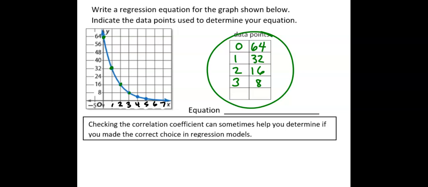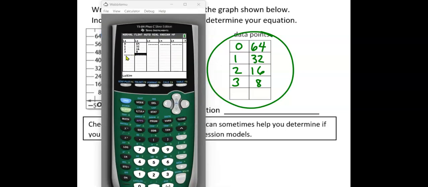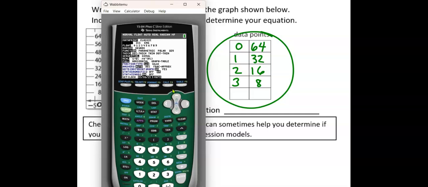So I may notice the pattern here is going down by half every time, but let's say I wasn't noticing that. What I'm going to do is I'm going to type this data into my stat, edit, list 1 and list 2. And then what I'm going to do is I'm going to turn on my diagnostics. And you can do that either by pressing the mode button, arrowing down, and making sure the word stat diagnostics is highlighted in black.